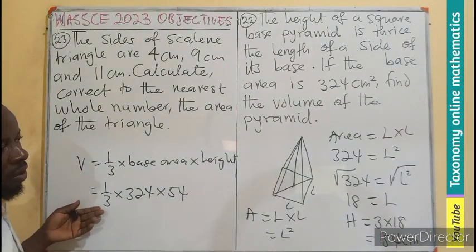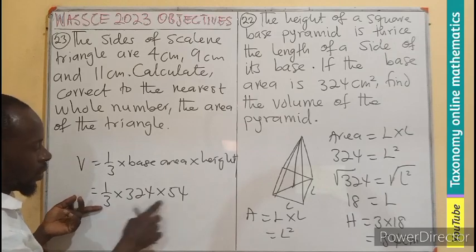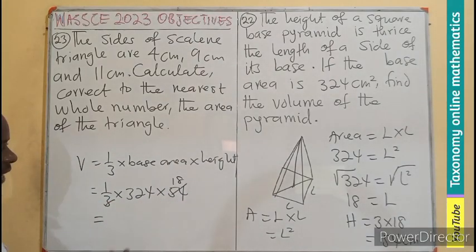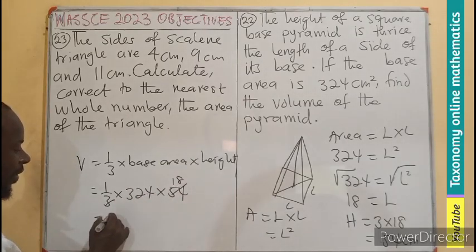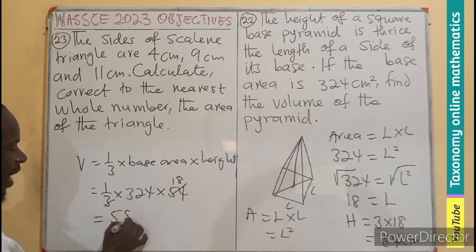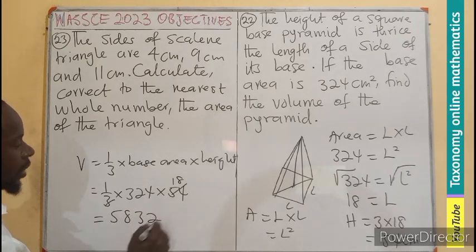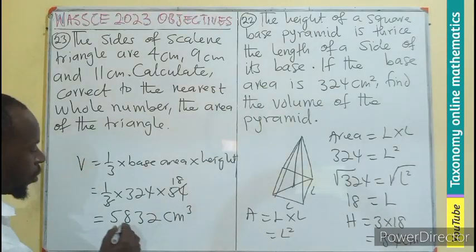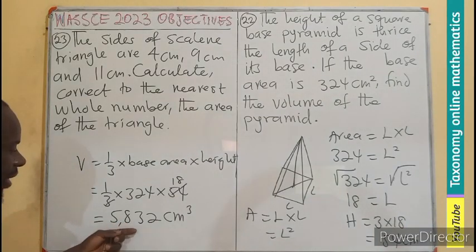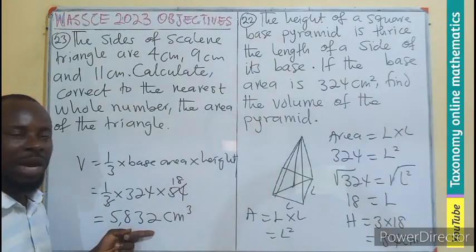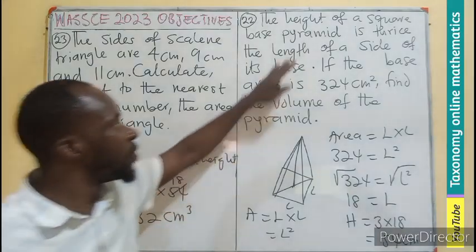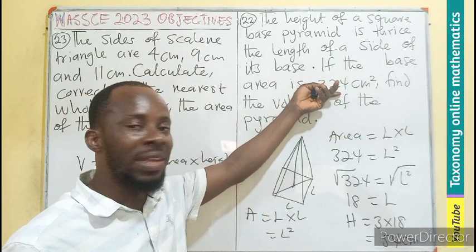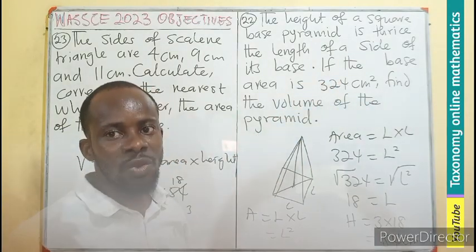Per your cancellation, don't forget, 3 will go into 54 to give 18. If you multiply 324 by 18, that will give us 5,832. We are looking for volume, therefore centimeter cube. So 5,832 centimeter cube is the volume of the square base pyramid with its base area of 324.